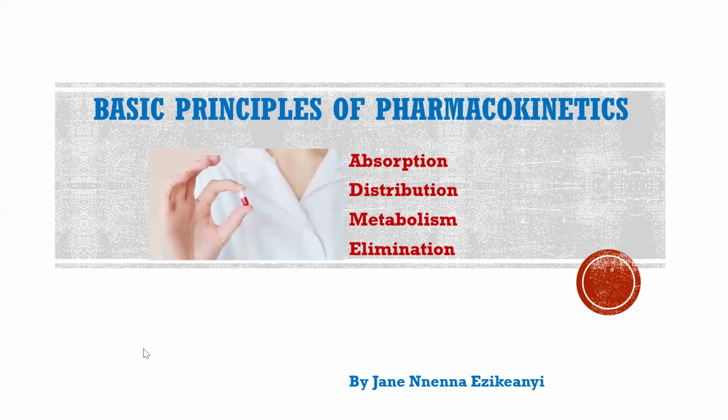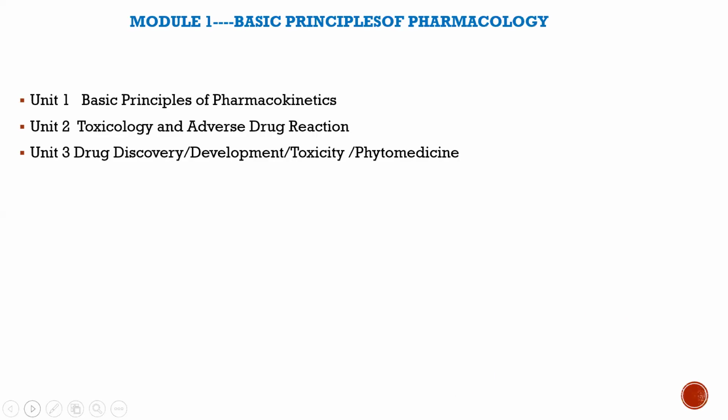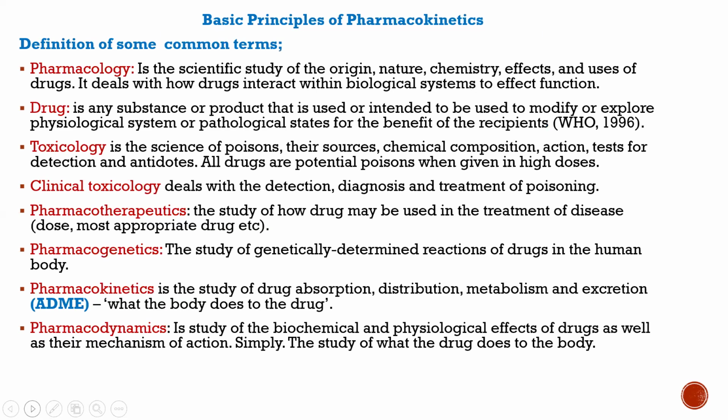All right. So let's dive in immediately to the class discussion. So today we're going to be looking at the module one, which is the basic principles of pharmacology. Okay, so under the module one, we have different units, 3 units. We have the basic principles of pharmacokinetics. We have the unit two, which is toxicology and adverse drug reaction, and then drug discovery, development, toxicity, and then phytomedicine. So for today, we're going to be looking at the unit one, which is the basic principles of pharmacokinetics.